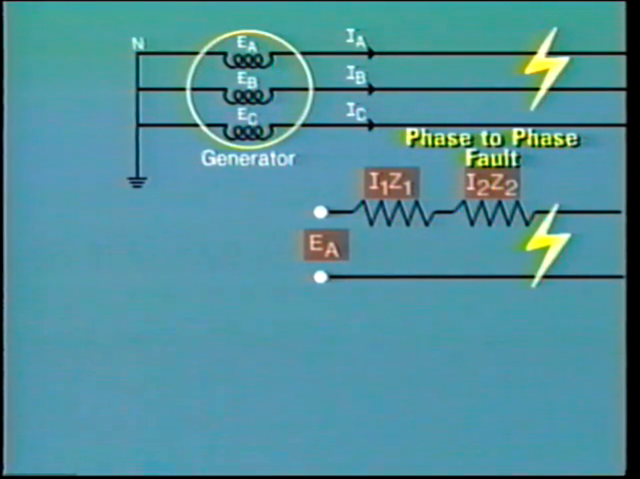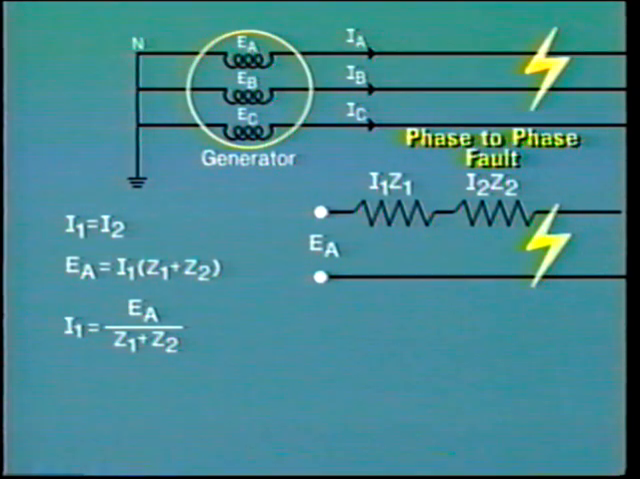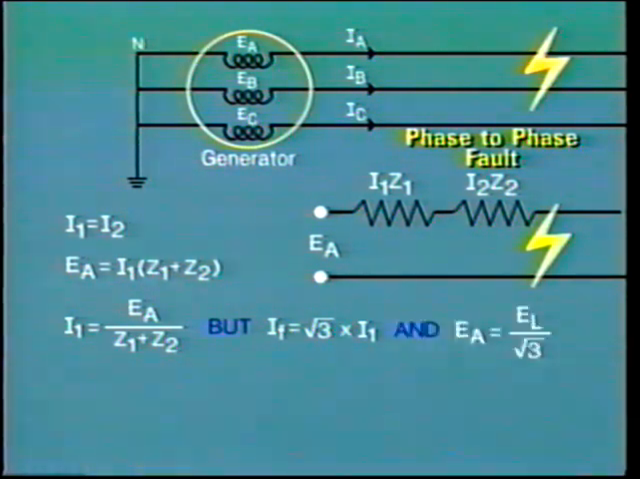We have already learned that under these conditions, I1 is equal to I2 in magnitude. Therefore, EA equals I1 times (Z1 plus Z2). So the value of I1 is equal to EA divided by (Z1 plus Z2). Fault current IF equals √3 times I1, as we saw previously. And EA equals E line divided by √3.